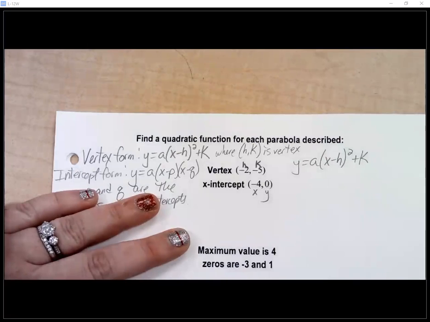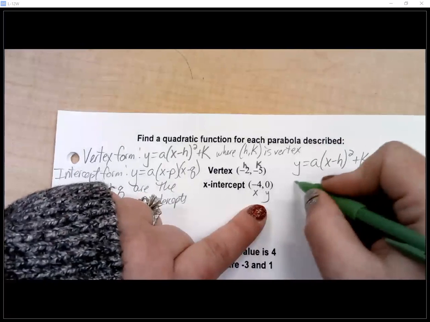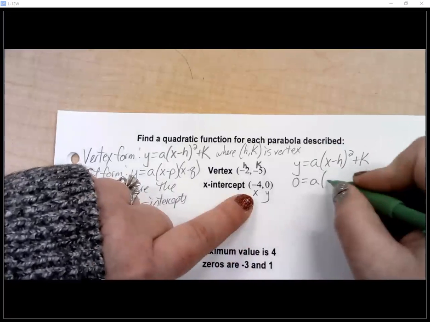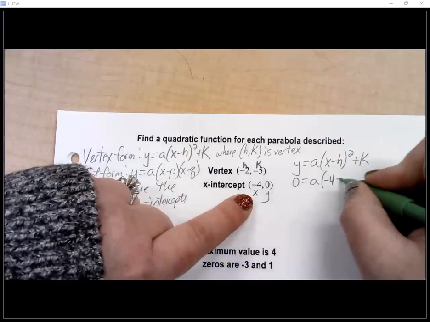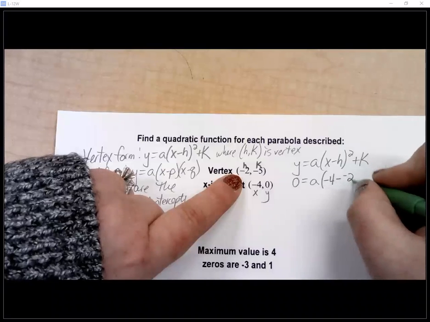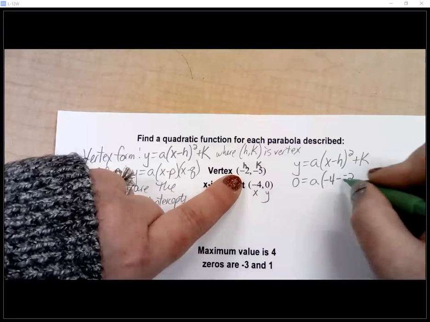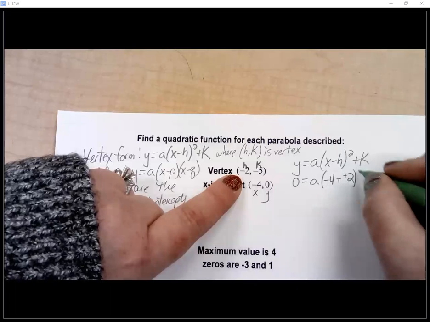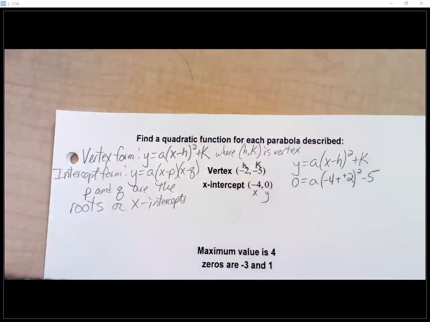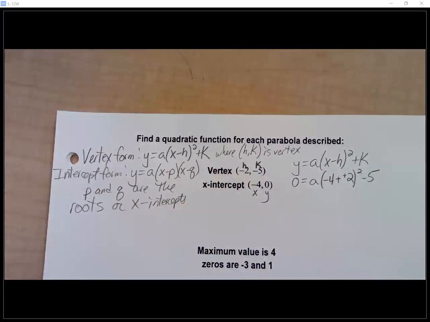So y in this case is 0. A is the thing I don't know, but I have x is -4 minus h, which is a -2. What happens when you have minus a negative? Because plus the positive, right? Squared, and then plus k will be a -5 on the end. So once you have everything plugged in, we should be able to solve for A.